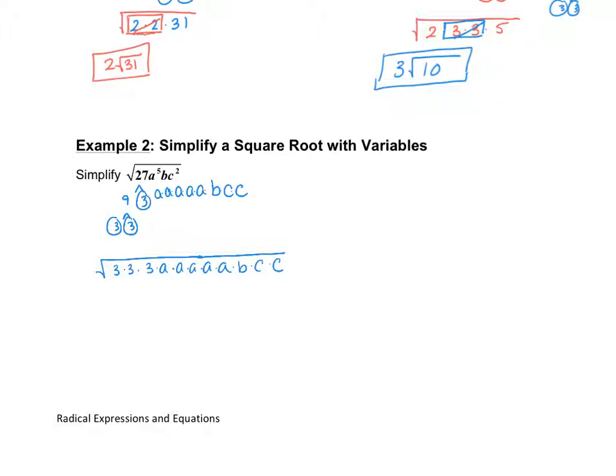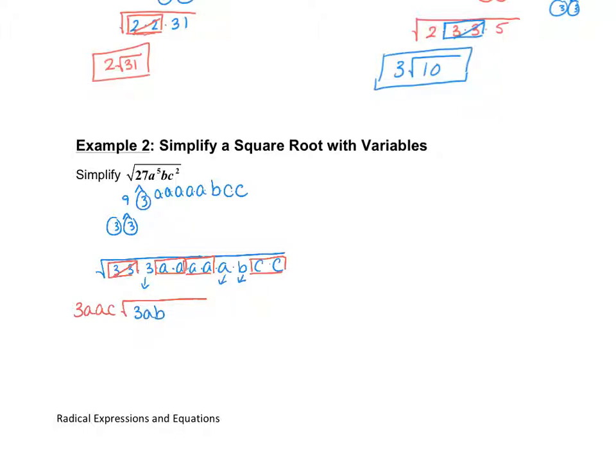And remember, I can take pairs out. So I could take this pair of 3's out. That's going to be a 3. I see a pair of A's. That can come out. Another pair of A's. And a pair of C's. And what was left inside? Inside we have this 3, an A, and a B, so those will be multiplied inside, 3AB.